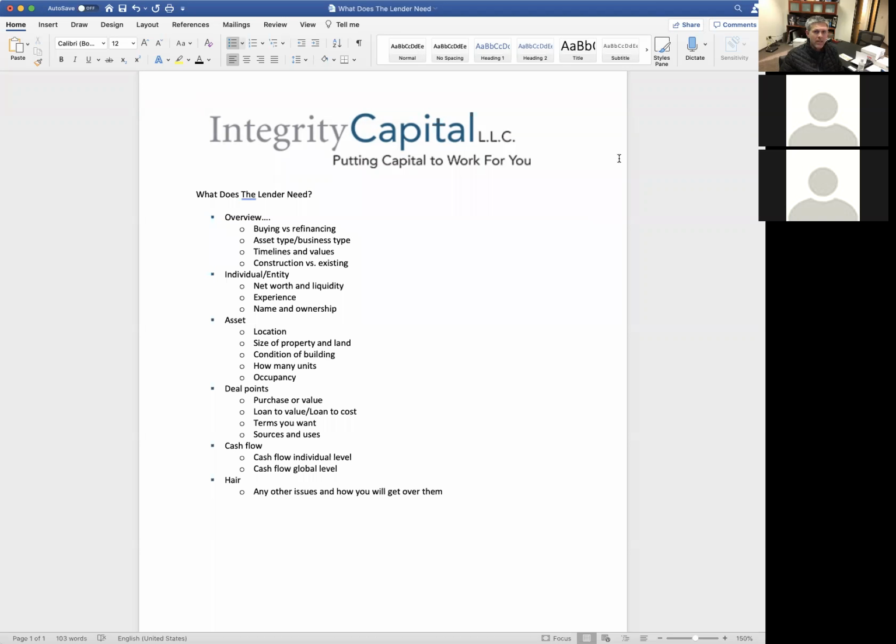So the education for today for Integrity Capital is: what does the lender need? This is specifically for the front end side of the business, meaning the phase one or loan associate side. We are addressing this because a lot of times the lender might not have enough information or not understand. So the objective here is to go through and say what the lender really needs to see in order to make a decision.